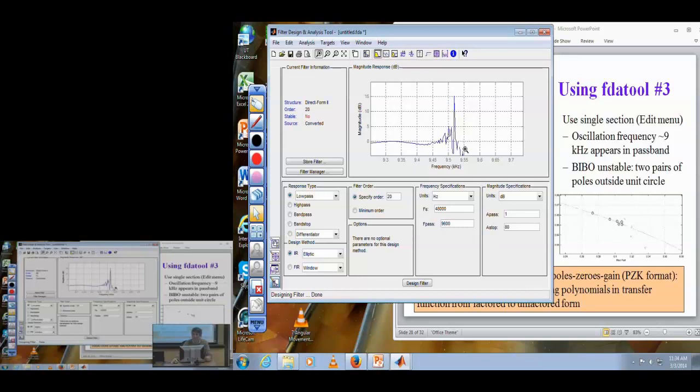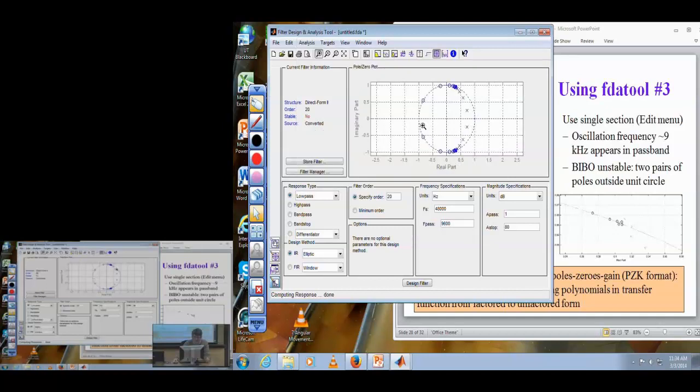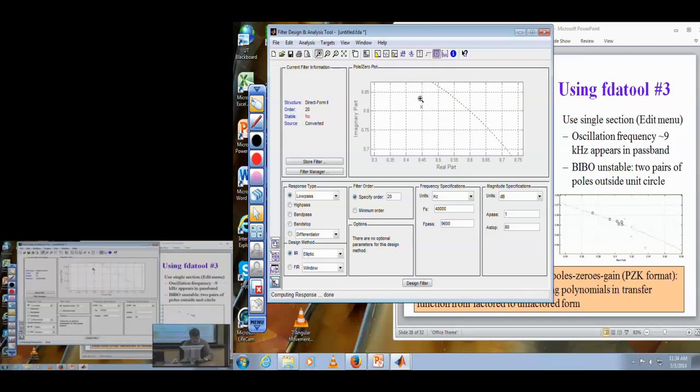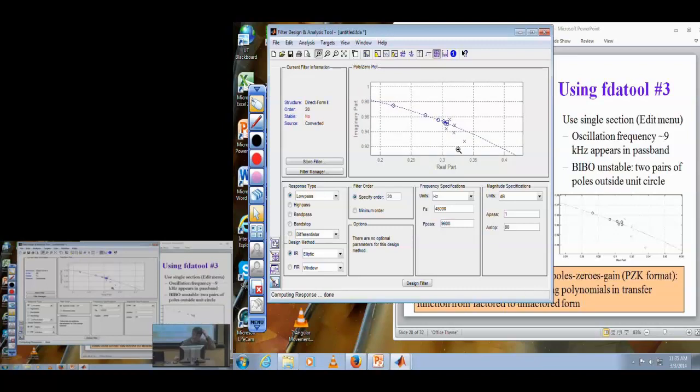So when you say 53 bits of mantissa, that's worst case. That's 64-bit. Right. So let's look at what happens on the poles and zeros. So we saw that they were inside the unit circle. So after we convert to one direct form, there you go. Two poles launched outside of the unit circle.